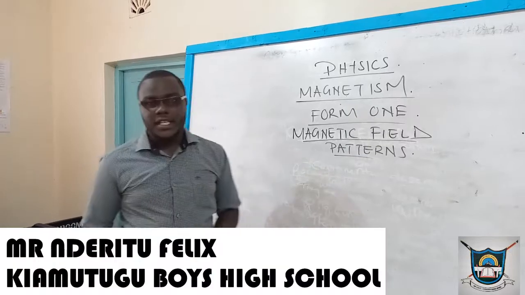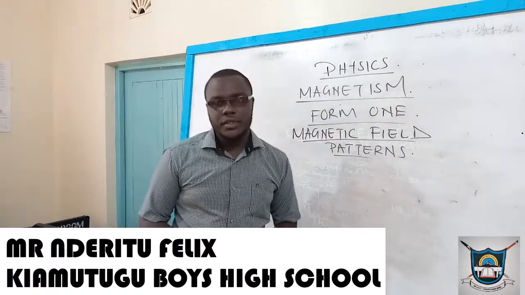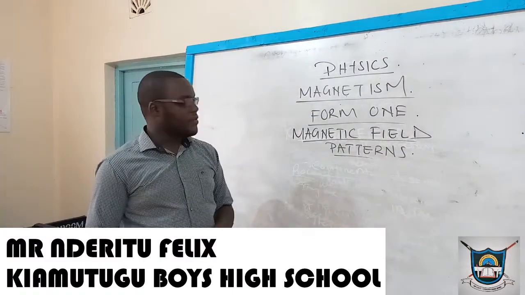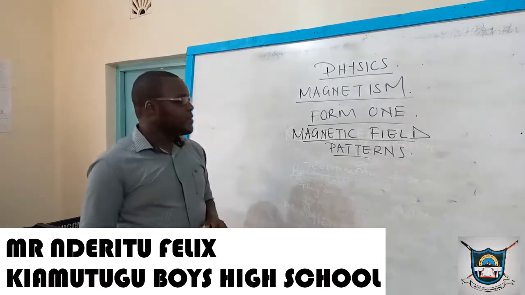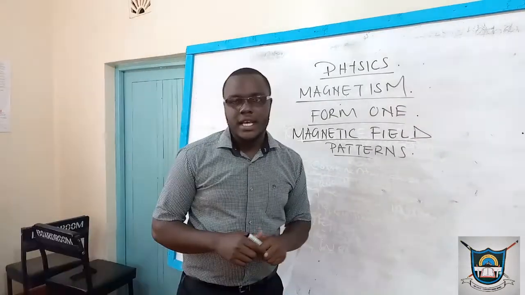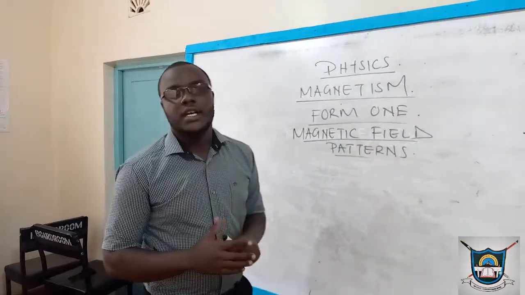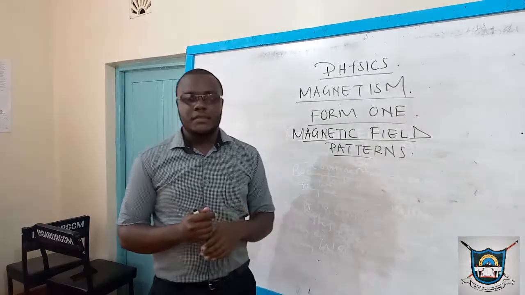Welcome to our physics class. The topic is magnetism, and it's a continuation of what we have already looked at, the properties of a magnet. Specifically, in the fourth one, we were looking at the magnetic field patterns, and I really wanted to do it on the board so that we can see how magnetic field patterns are formed.